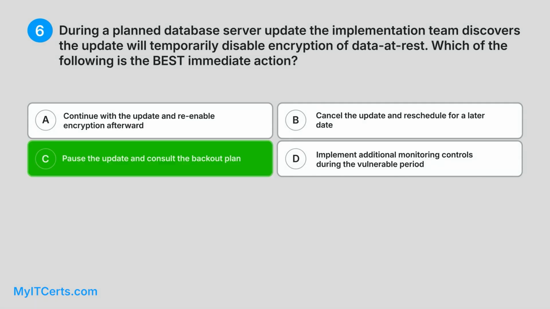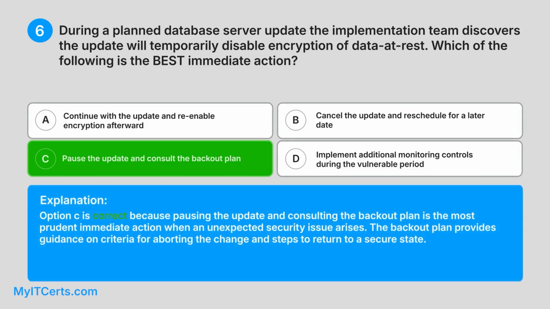Correct answer. C. Pause the update and consult the backup plan. Explanation. Option C is correct because pausing the update and consulting the backout plan is the most prudent immediate action when an unexpected security issue arises. The backout plan provides guidance on criteria for aborting the change and steps to return to a secure state.